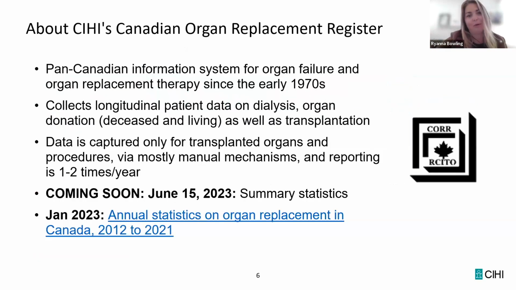I'll just speak a little bit about CORE. For those who aren't familiar, CORE collects pan-Canadian information on organ failure and organ replacement, and it's been doing that since the early 70s. It covers longitudinal patient data on dialysis and ODT, but it's really captured only for those who have had a transplanted organ or procedure. It doesn't cover those with missed referrals or the patient-reported experiences and outcomes, which are so important to measure. I say that because it'll segue nicely into the rationale for our project. But I do want to highlight first that the latest data that we have available will be released next week on June 15th, and that'll be summary statistics that you can find on CIHI.ca.